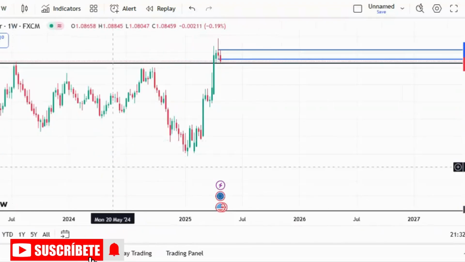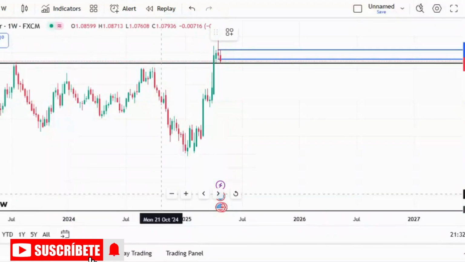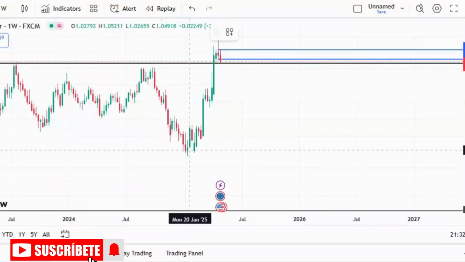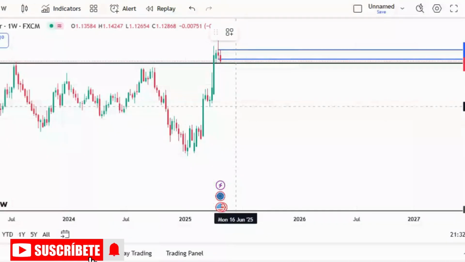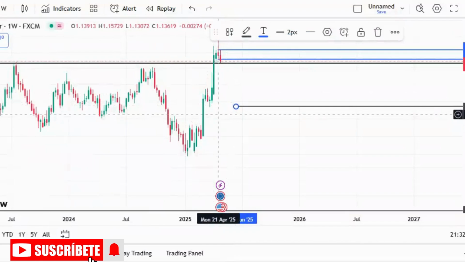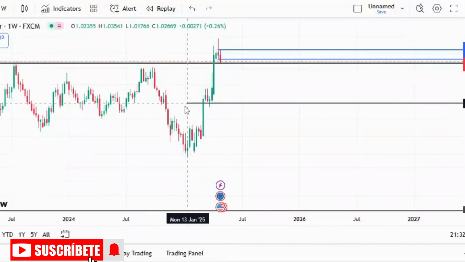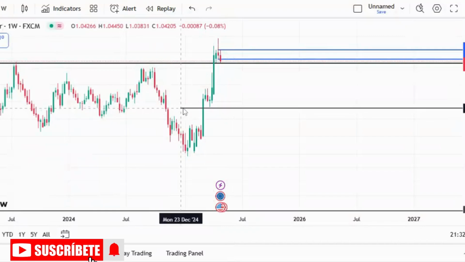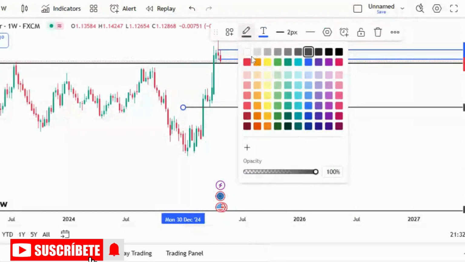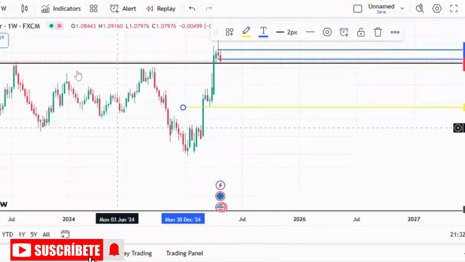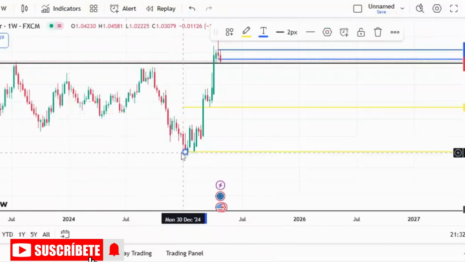On the weekly, we have this here. We have the weekly support. This is the weekly support. Change the colors, what we are doing. Weekly support.